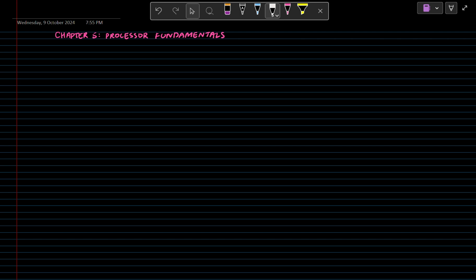So today we'll be doing processor fundamentals, and this is chapter 5 from the 9618 computer science for AS level. And it's a pretty simple chapter once you understand it, and yeah, let's get started. So first of all, we need to learn about the CPU architecture.